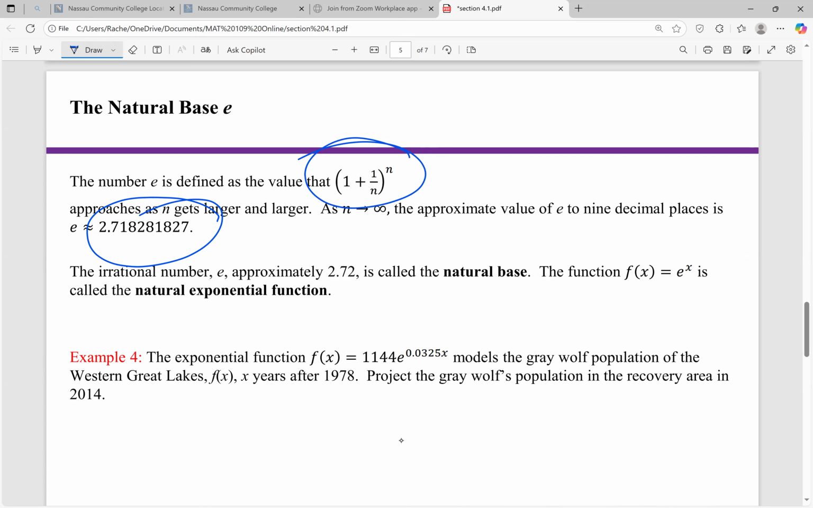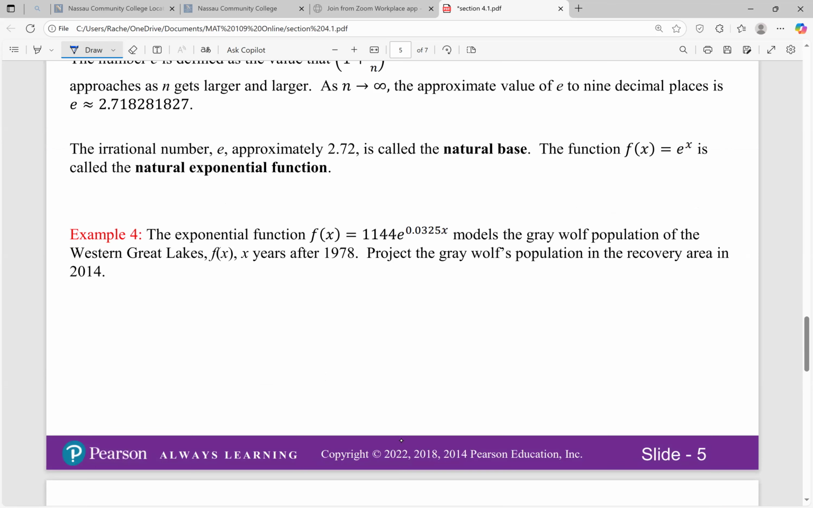And let me show you how to find e in the calculator, and we'll look at more equations that involve e. So look at example 4. The exponential function f of x equals 1,144 times e to the 0.0325x models the gray wolf population of the Western Great Lakes, f of x years after 1978. Project the gray wolf's population in the recovery area in 2014.